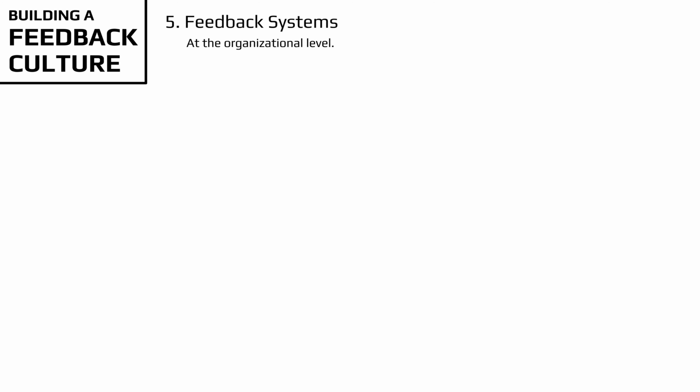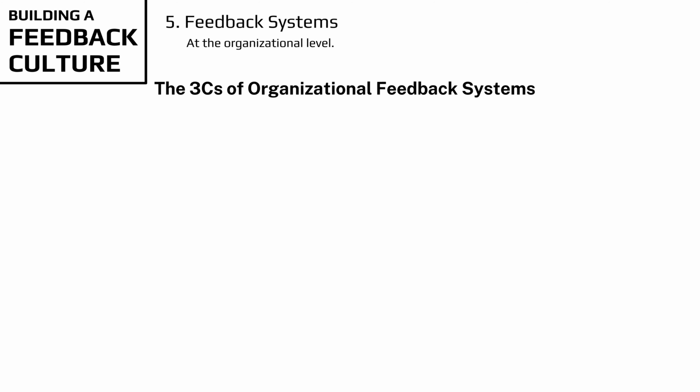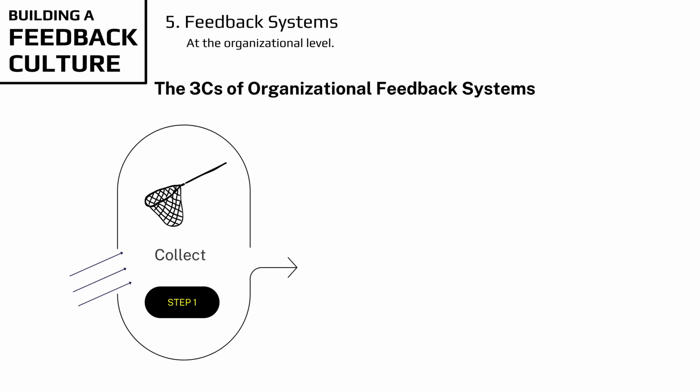This mention of feedback collection leads us to part 5, feedback systems at the organizational level, where we'll cover what I call the 3 C's of organizational feedback systems. Step 1 here is about collecting feedback from various sources. One metaphor that may be helpful here is to think about all the tributaries that feed into a river.